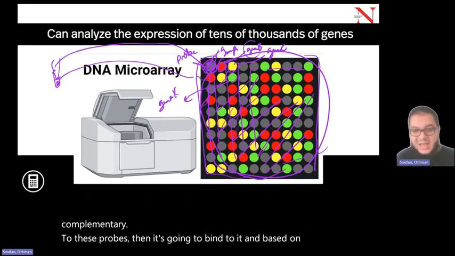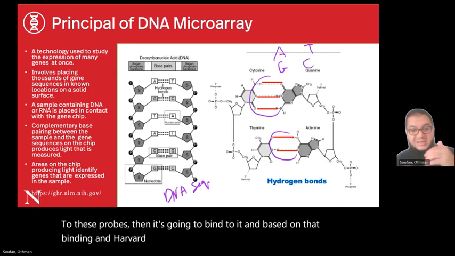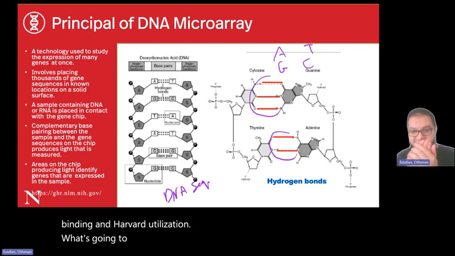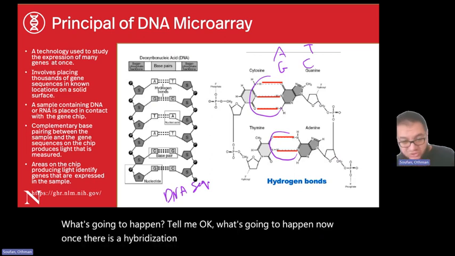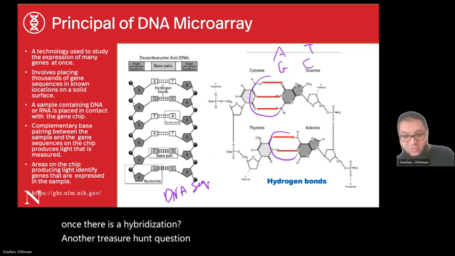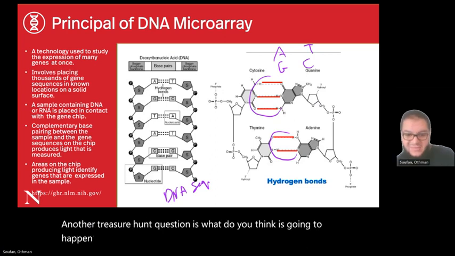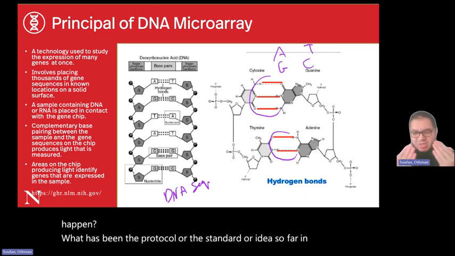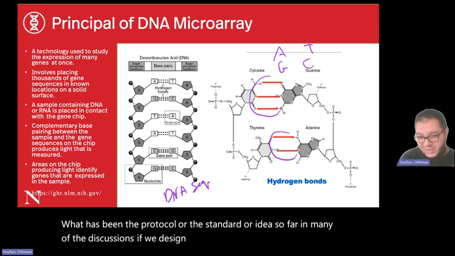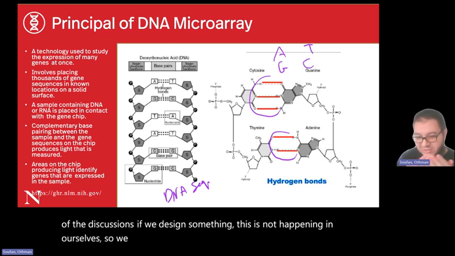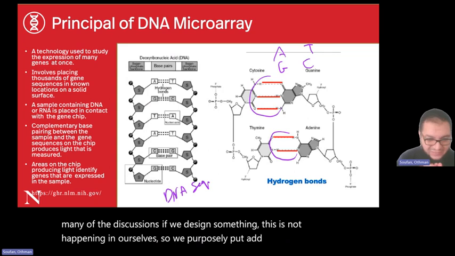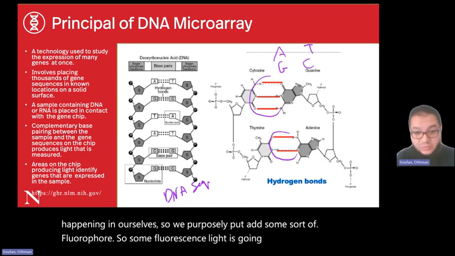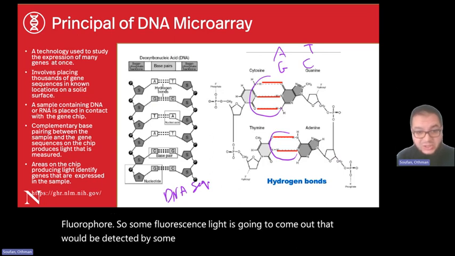And based on that binding and hybridization, what's going to happen? Tell me, what's going to happen now? Once there is a hybridization, another treasure hunt question: what do you think is going to happen? What has been the protocol or the standard idea so far in many of the discussions? If we design something, this is not happening in our cells, so we purposely add some sort of fluorophore. So some fluorescence light is going to come out that would be detected by some machine.